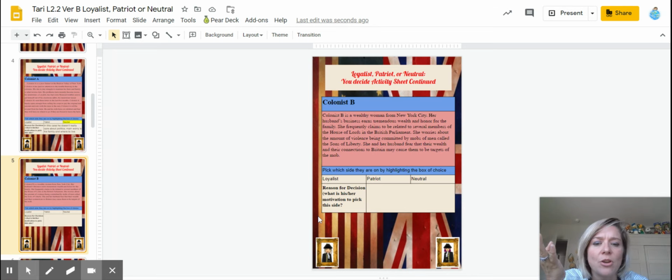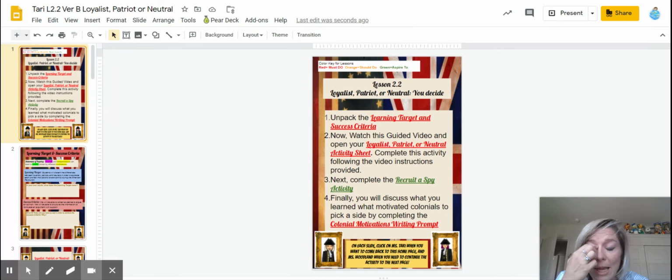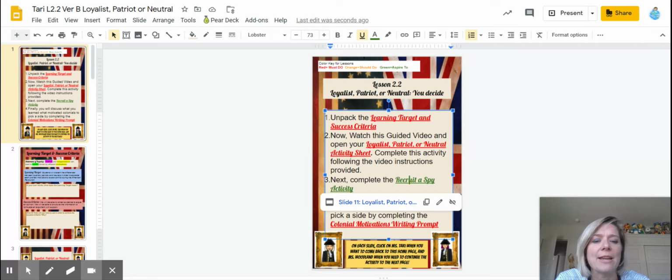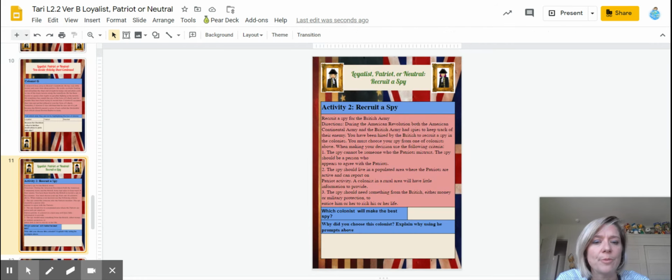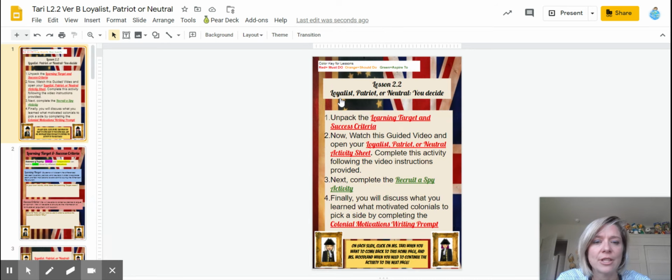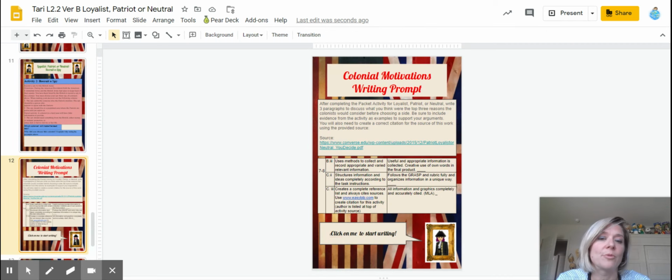Once you have completed all of these different colonials, you'll head back to the first slide, and we have an Aspire To activity here for you to do, which I would highly recommend. Basically your job is to recruit a spy. So you'll read the prompt, then decide who would make the best spy for the side mentioned. Once finished here, once again, head back to that first slide and then go ahead and complete this activity with the colonial motivations writing prompt, where now you have to tell me, after reading all these different biographies, what seems to be the main motivations that people are using to choose a side?